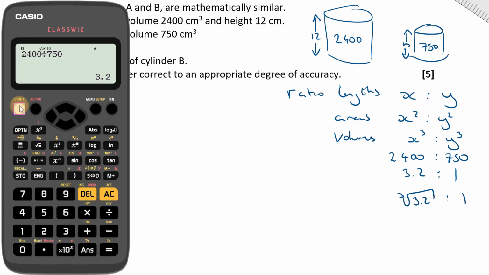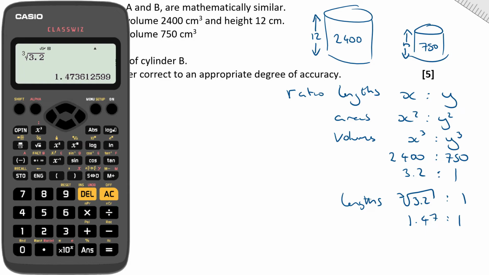Cube root of 1 is just 1. So the cube root of 3.2, again, according to my calculator, is 1.47 to 1. I'm just going to keep the full calculator display value for now, though, because I need to use that. This is going to be the length, isn't it? The ratio of their lengths. It's going to be 1.47 to 1.